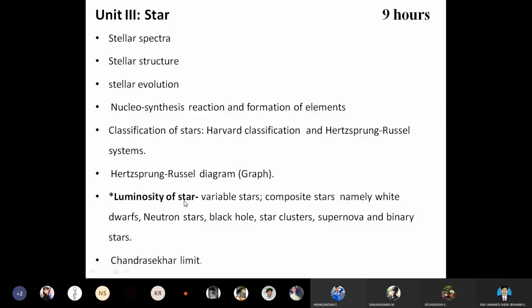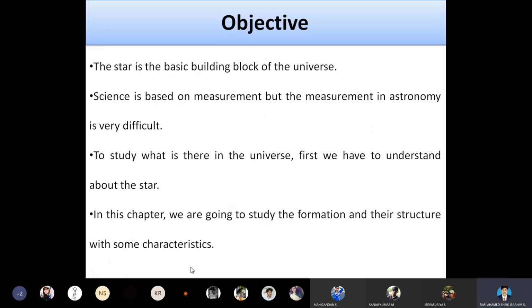Then these are the basic parameters: magnitude of star. So what are the terms? White dwarfs, neutron stars, black holes, star clusters, supernovae, and binary stars. So here we are going to see the definitions. We are going to see the fundamental terms involved in the formation of the stars present in the universe. And finally, it will be concluded with the Chandrasekhar limit. So let's start with an objective.